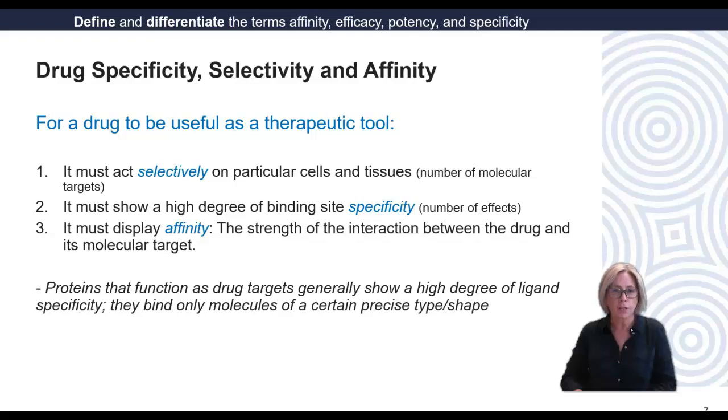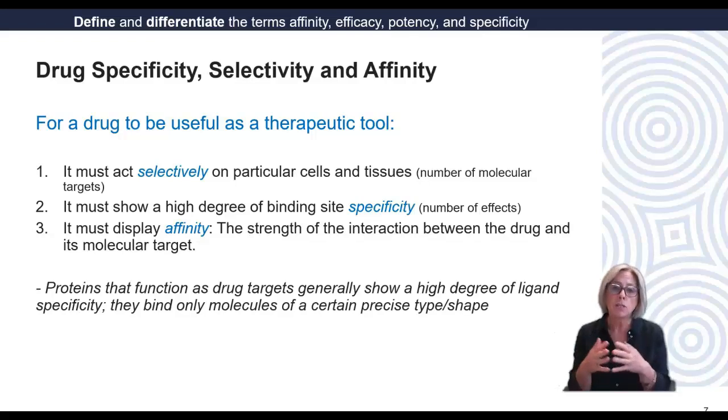Okay, some important terms here that we need you to know about are selectivity, specificity, and affinity. Now, when designing a drug to have a particular effect in treating a disease, so for it to be used as a therapeutic tool, it must act selectively on particular cells and tissues. Selectivity refers to the number of molecular targets that drug molecules interact with. And it must also show a high degree of binding site specificity. And this refers to the number of effects that a particular drug has.